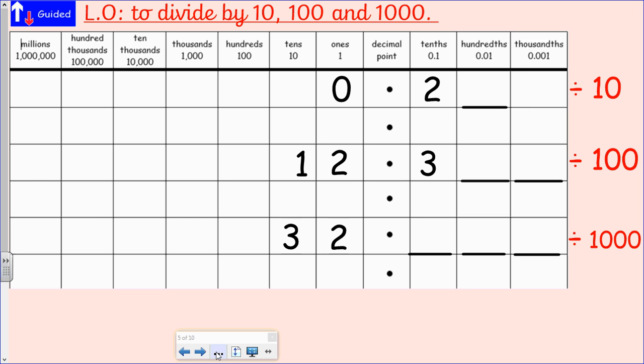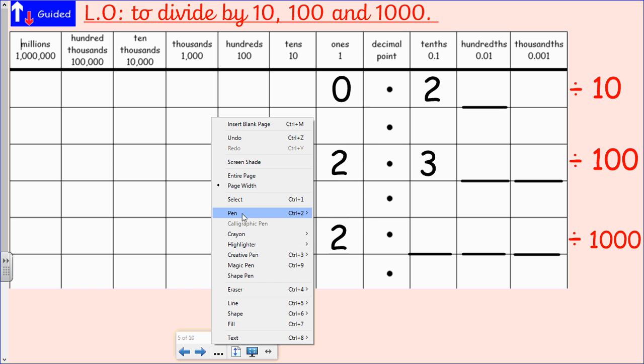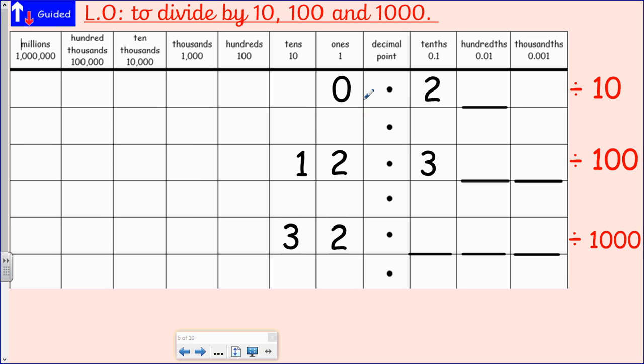So I've got 0.2 divided by 10. So I'm moving the 2 from the tenths into the hundredths, so it comes over here. The 0 has to move from the ones into the tenths, just following it along there. And then again, we're thinking about that place value. I can't have nothing in the ones column, so I'm going to put a 0 there to hold that place value.